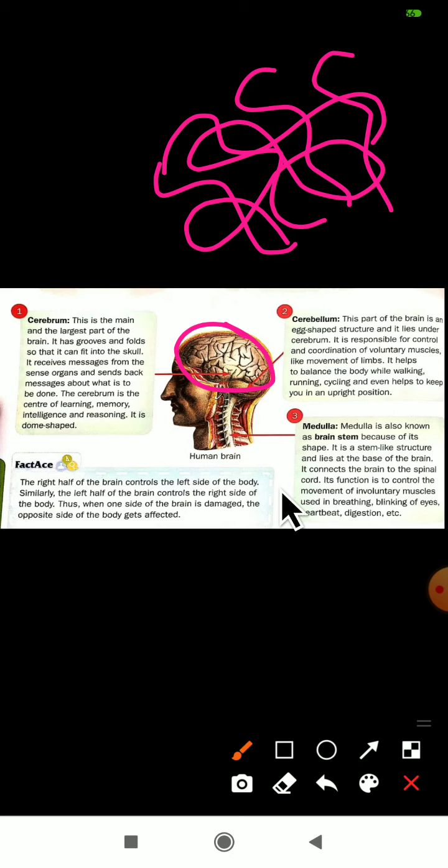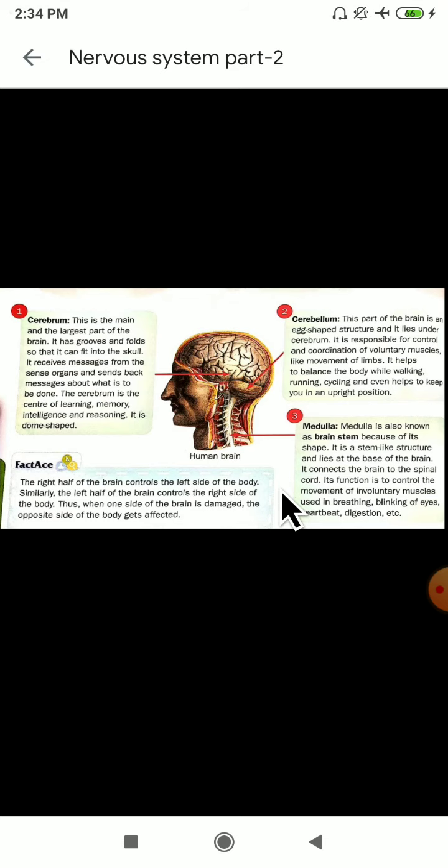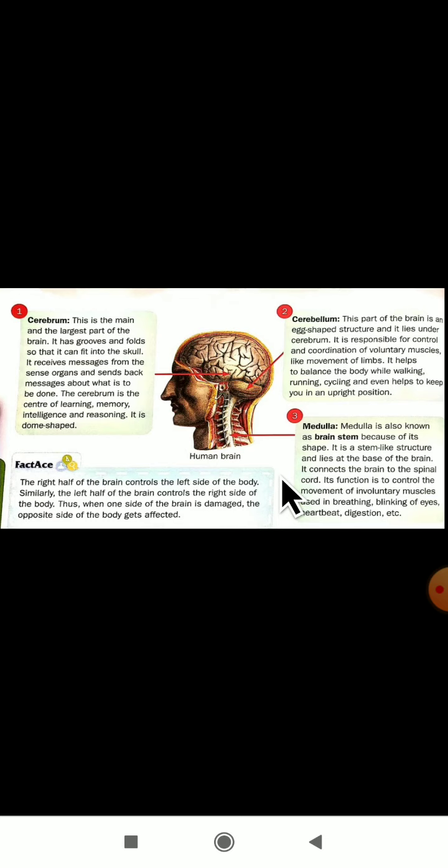It receives the message from the sense organs and sends back the message about what is to be done. See, dear student, what is the function of the cerebrum? The cerebrum receives the message from the sense organs. We have a total of 5 sense organs: eyes, ears, nose, tongue, skin. These are the 5 sense organs. So this cerebrum receives the message from these sense organs.